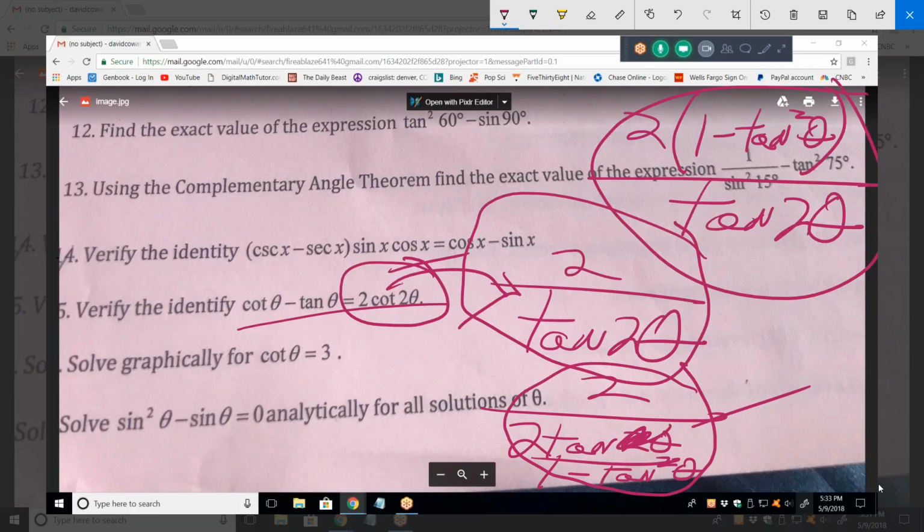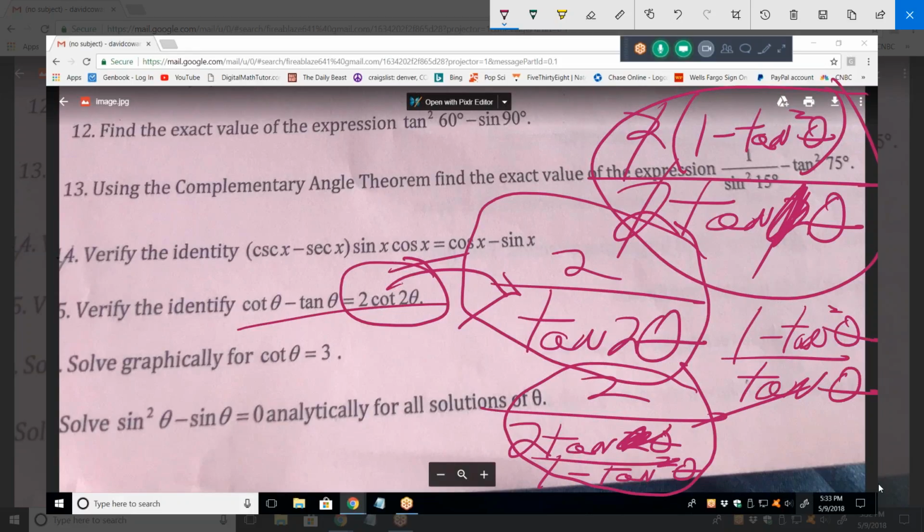Yeah. Okay. So it's 2 tangent of theta, like that. And now the 2's cancel, and I end up with 1 minus tan squared of theta over tan of theta, and that's what that is. So I can verify it. I can prove it. Where'd you go from that second step, from the 2 over 2 tangent theta?